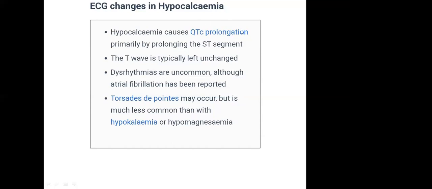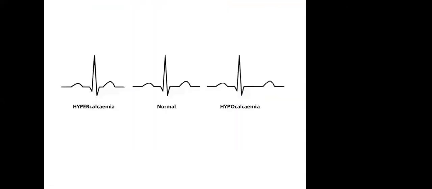If we do not correct QT prolongation and the cause of QT prolongation, or hypocalcemia is associated with hypomagnesemia, then torsades is very common. And we should also remember that torsades is one etiology which we have to identify, otherwise our intervention will not work.